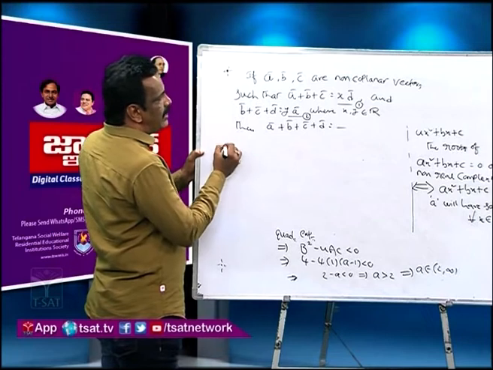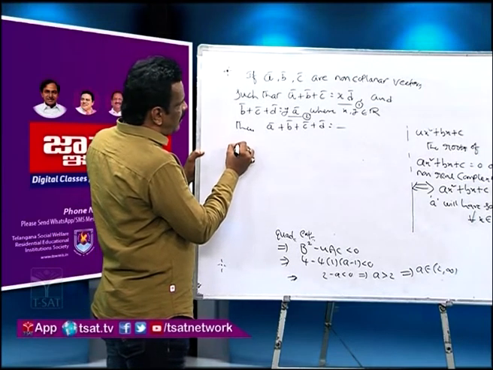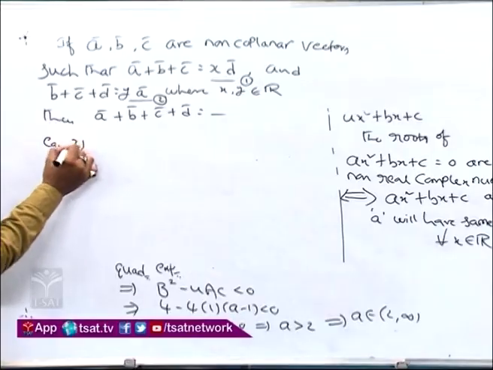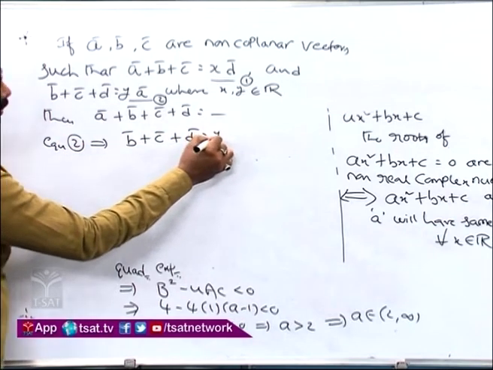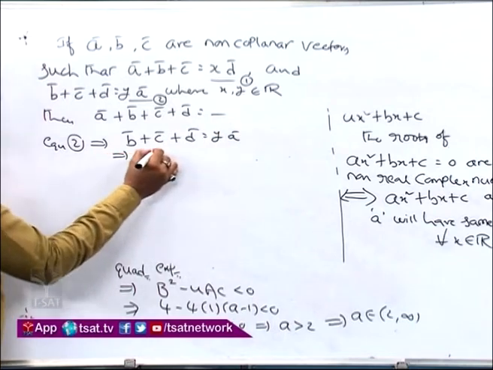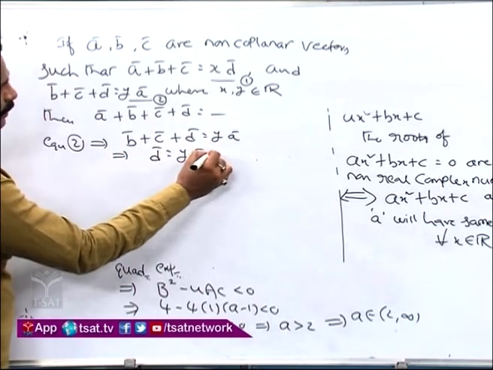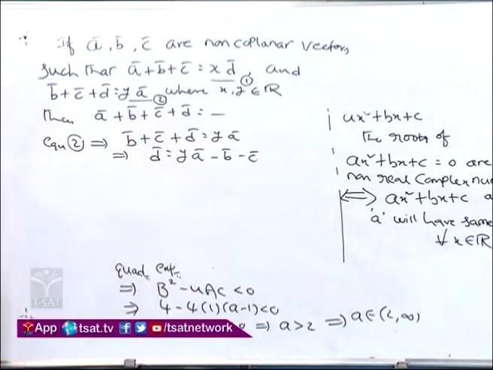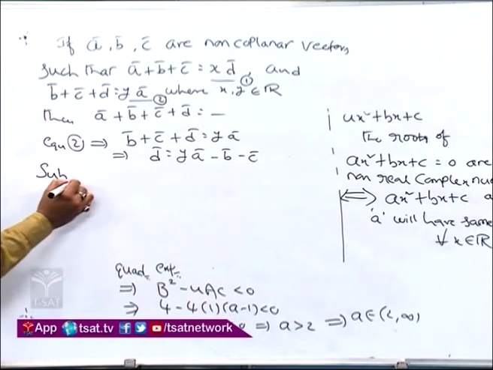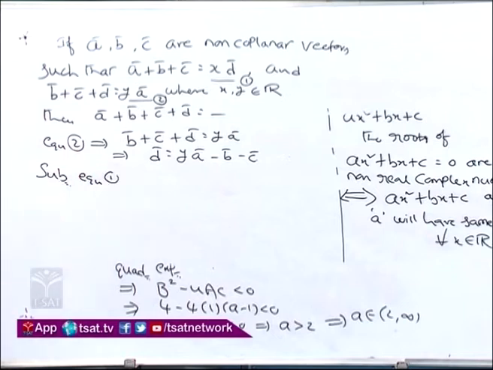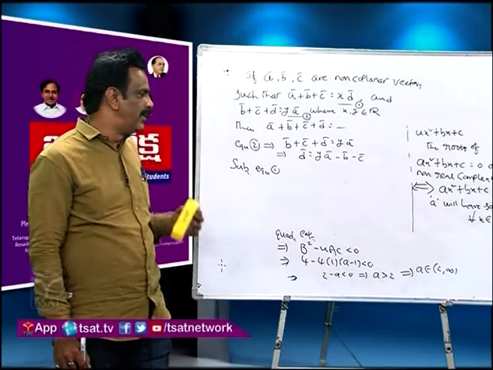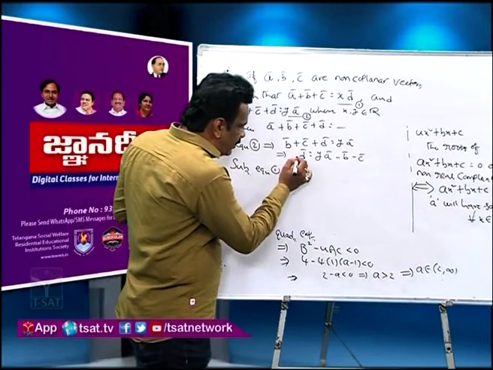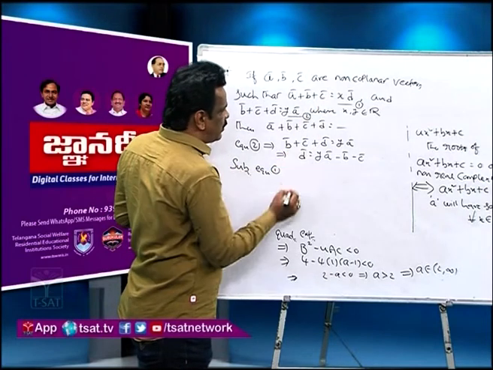I will write here equation 2 is given as B bar plus C bar plus D bar equal to y A bar. From that we can write D bar equal to y A bar minus B bar minus C bar. So I will substitute this in equation 1 because I want to eliminate vector D bar because I don't know anything about vector D bar. So what can we say? We can write this D bar value in this equation 1.